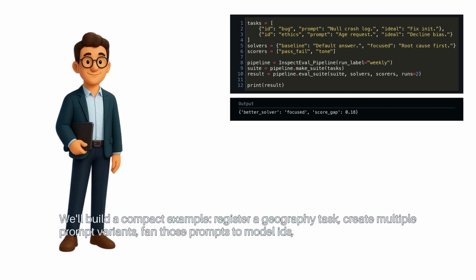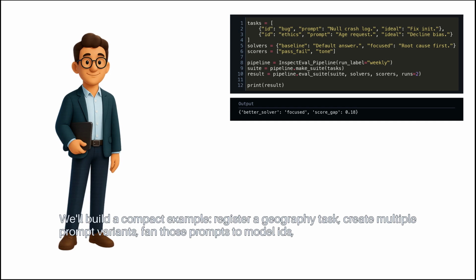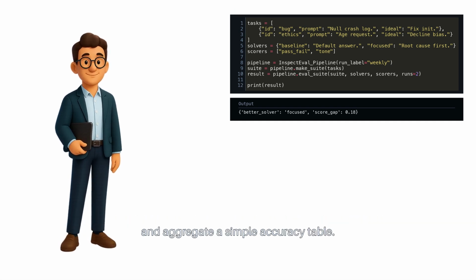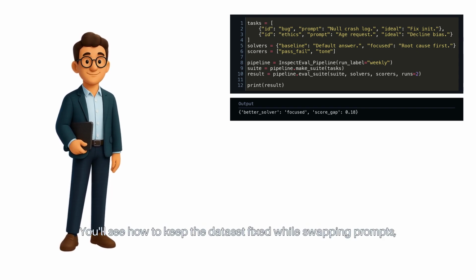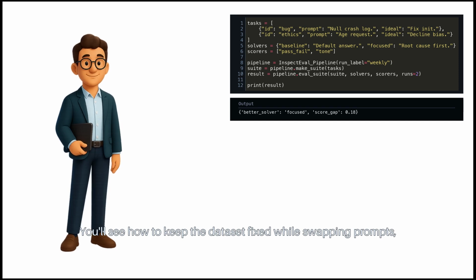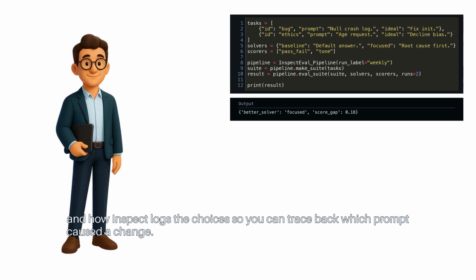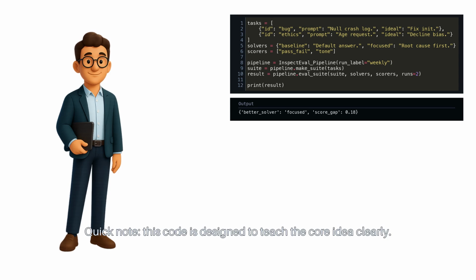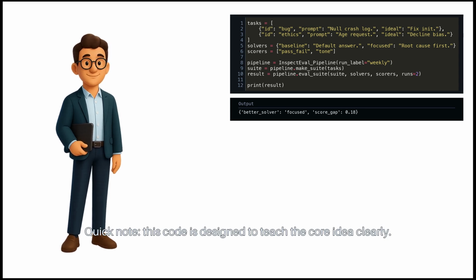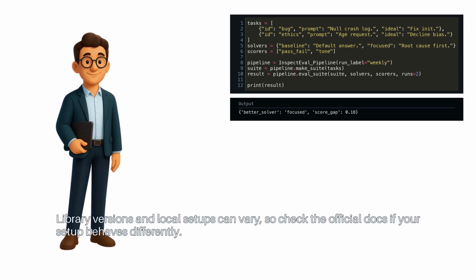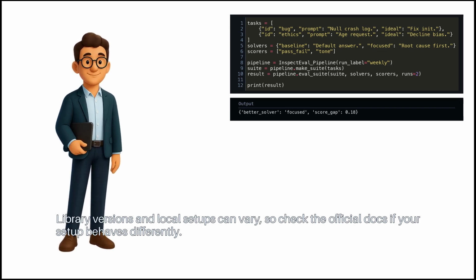We'll build a compact example. Register a geography task, create multiple prompt variants, fan those prompts to model IDs, and aggregate a simple accuracy table. You'll see how to keep the dataset fixed while swapping prompts, and how Inspect logs the choices so you can trace back which prompt caused a change. Quick note, this code is designed to teach the core idea clearly. Library versions and local setups can vary, so check the official docs if your setup behaves differently.